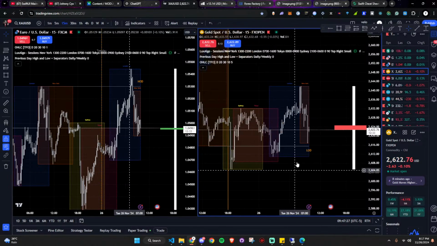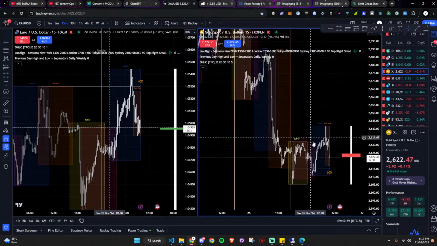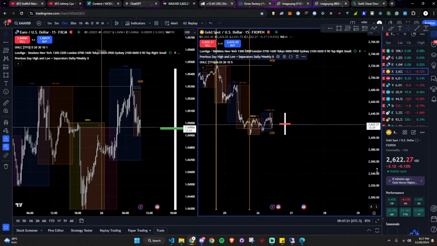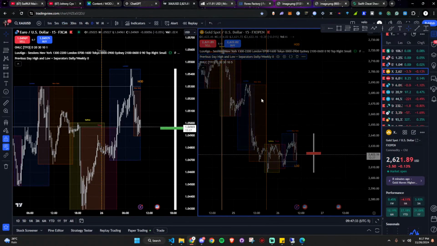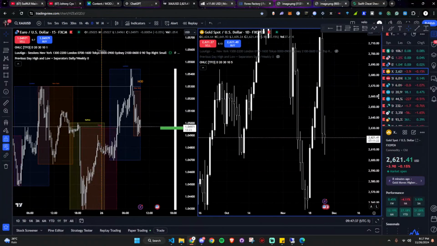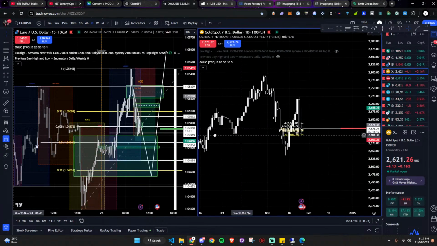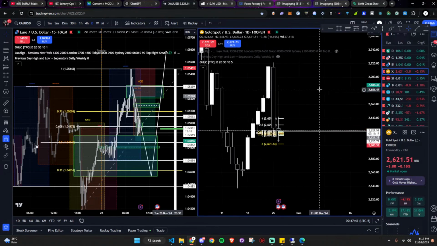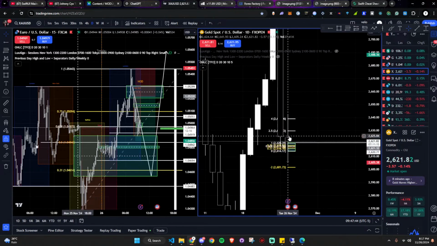Low of day was taken out, so I'm expecting the highs to be taken out now. Because gold is more bullish than bearish, so let's see if it's bullish. Let's see this. It's just one little candle over here.